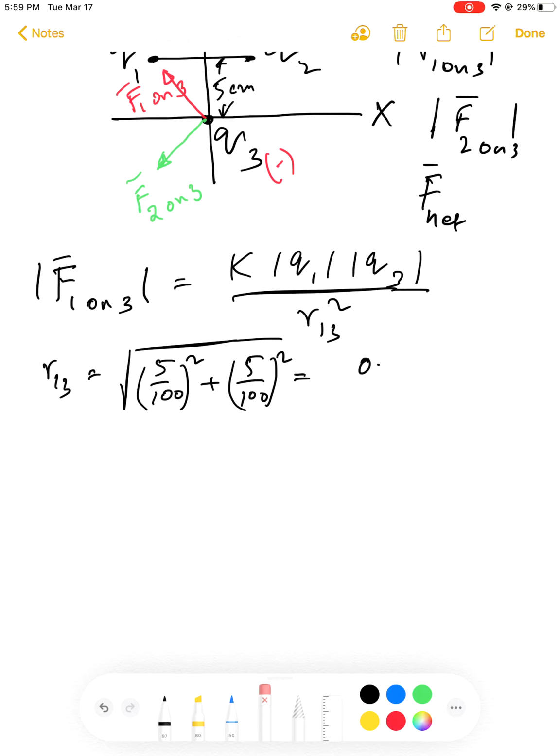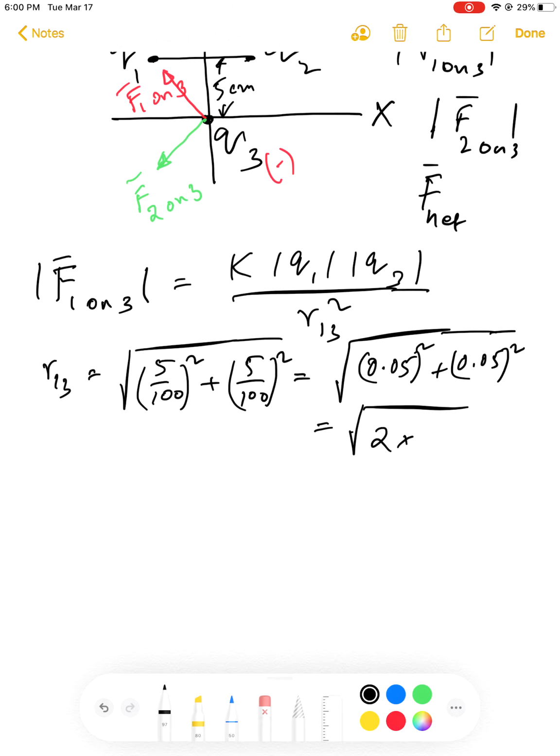no, I guess I'm making a mistake here. So let's make it correct. So it's 0.05 squared plus 0.05 squared, and I think it will become basically twice as much as 0.05 squared. So it's 0.05 times square root of 2, 0.05 times 1.414. Okay, so it's something like that.